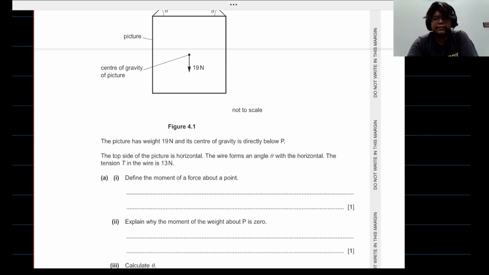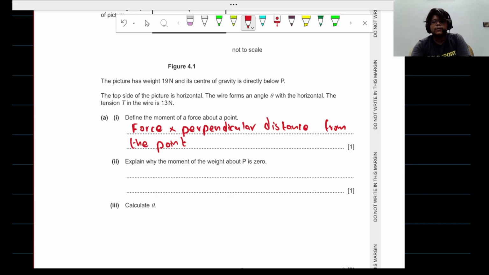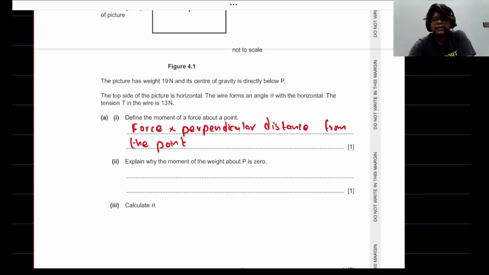So what is moment? Moment is the force multiplied by the perpendicular distance. Force times the perpendicular distance from the pivot or from the point, right? And then it says explain why the moment of the weight about P is 0.